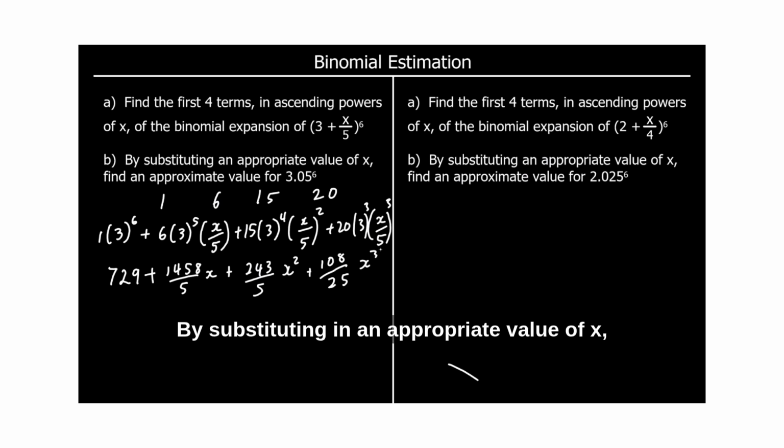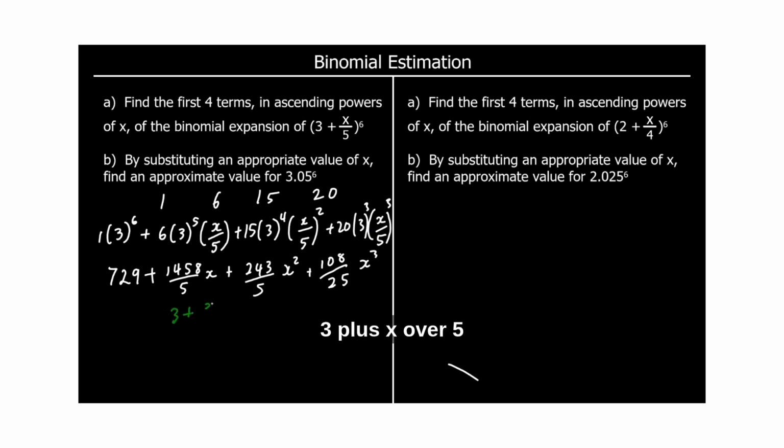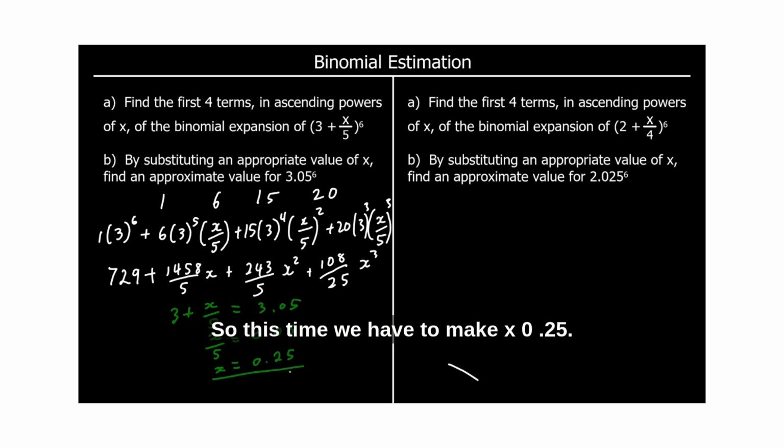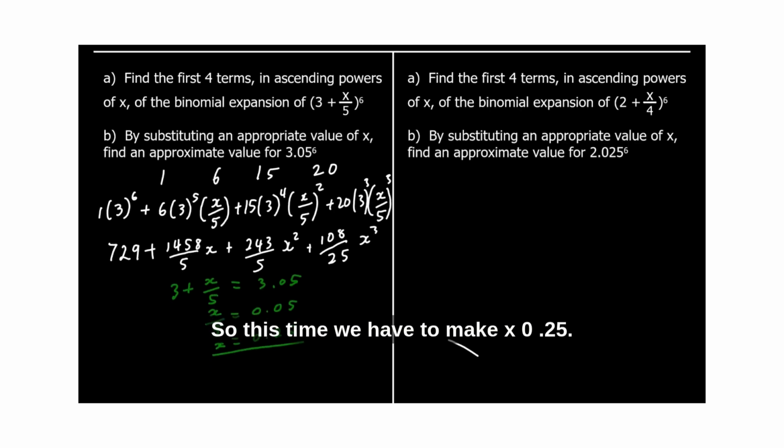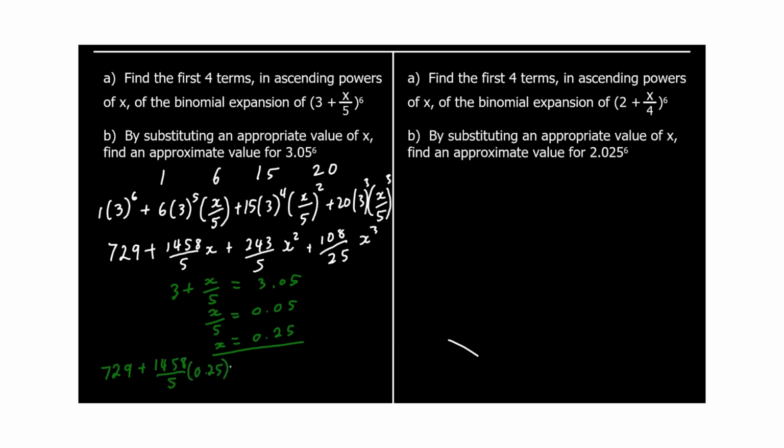By substituting in an appropriate value of x, find an approximate value for 3.05 to the power of 6. So what do we have to make x? 3 plus x over 5 is equal to 3.05. That means x over 5 is 0.05. x must be 5 lots of 0.05, which is 0.25. So this time we have to make x 0.25. So we're just going to substitute it in wherever we have x, change it to 0.25.